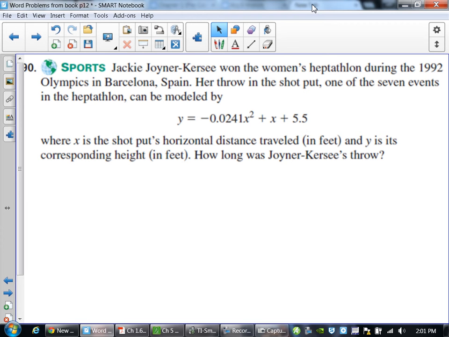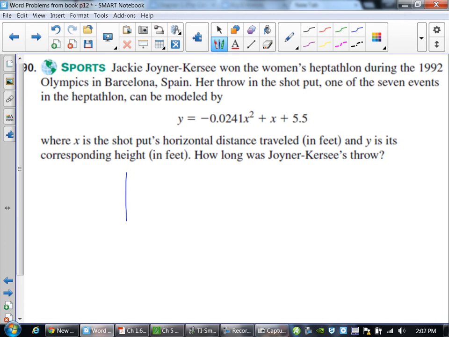The cannon shot from the ground. There was no zero. There was nothing tacked on there. The cannon shot from the ground and went kaboom, and it blew up somewhere. Good old Jackie Joyner Kersey is throwing a shot put from here. She's throwing it from 5.5 feet up off the ground. So when you're looking at the graph of this, it's going up and out. It's starting at the y-axis.